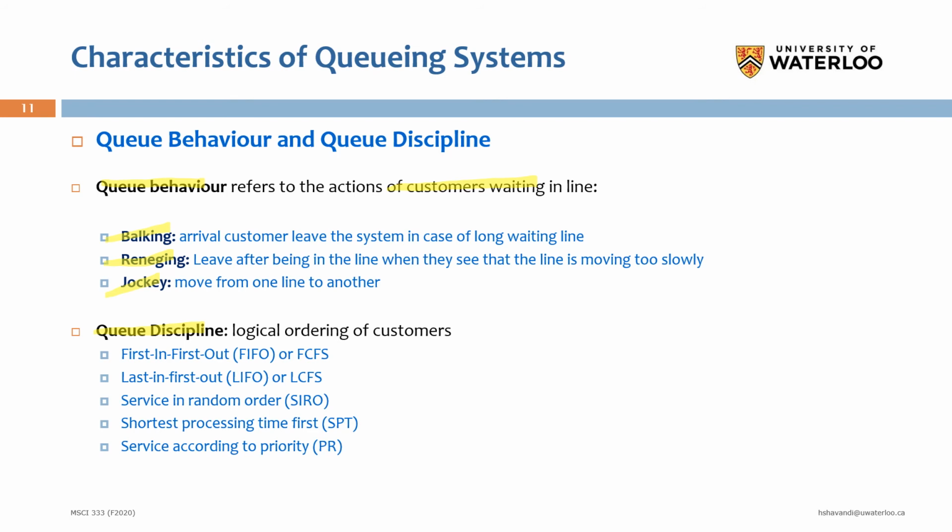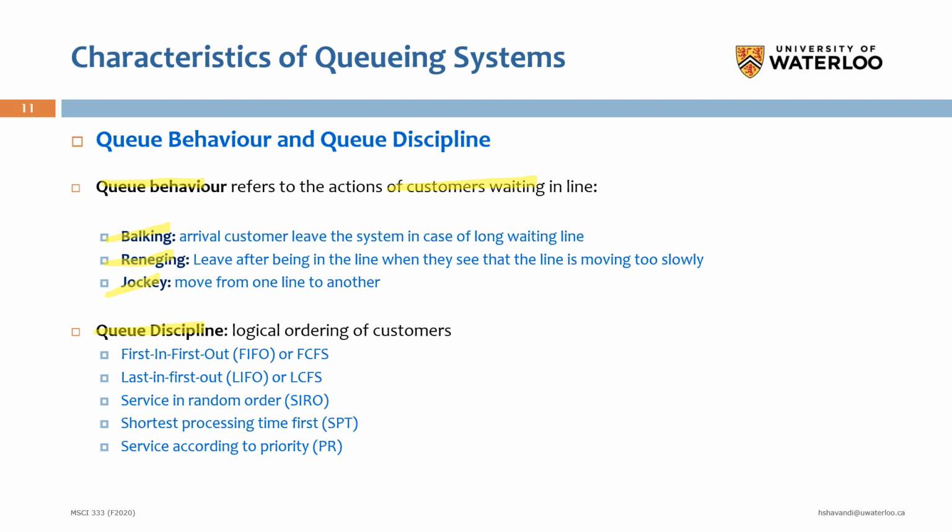And reneging means that the customer joins the queue, but after a while, when the customer finds out that the line is going too slowly, then that customer will leave the system again without receiving the service. This is called reneging. And jockeying behavior means that the customer moves from one line to another if the customer feels that the other line is going faster than this line, for example. Okay, so these are the behaviors among customers waiting in line.